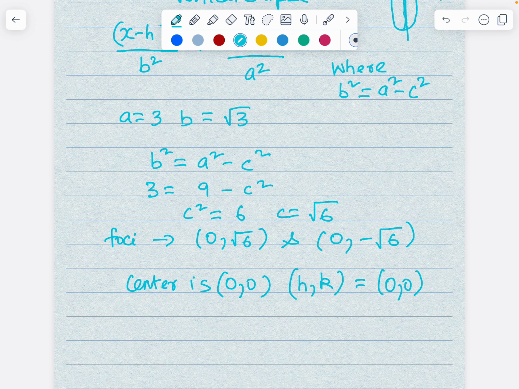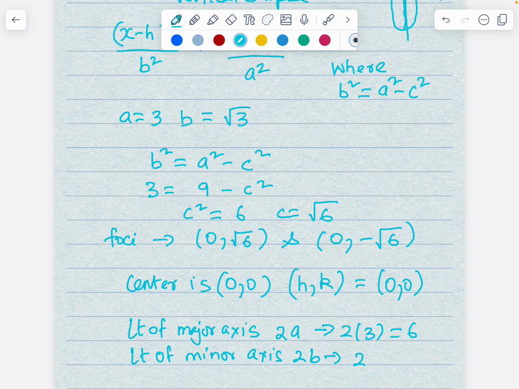So now you have all of the information. You have the length of major axis, right? It's 2a, or 2 times 3, which is 6. The length of minor axis is 2b, which is 2 times root 3 units.